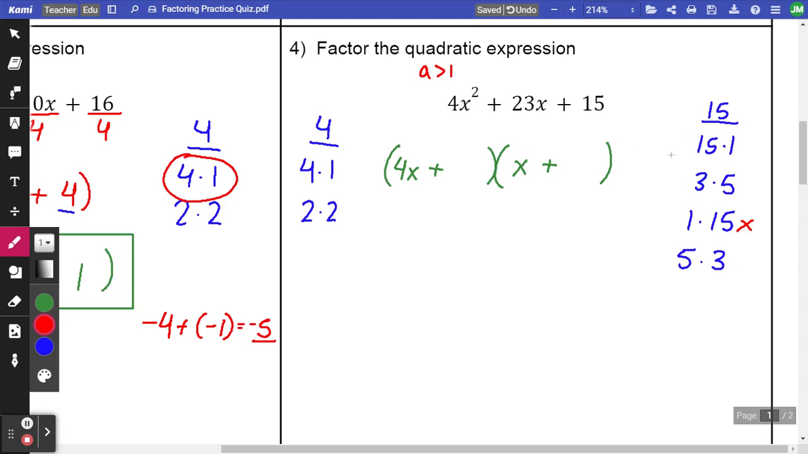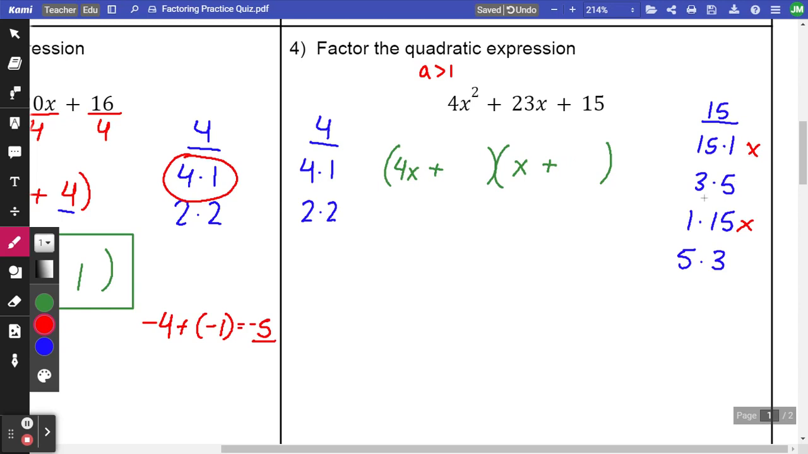If I do start off with the first one, like that, then the outsides multiply to 4x and the insides to 15x, and those add up to 19x. They don't match the 23x. Alright, so we can also discard this next one.